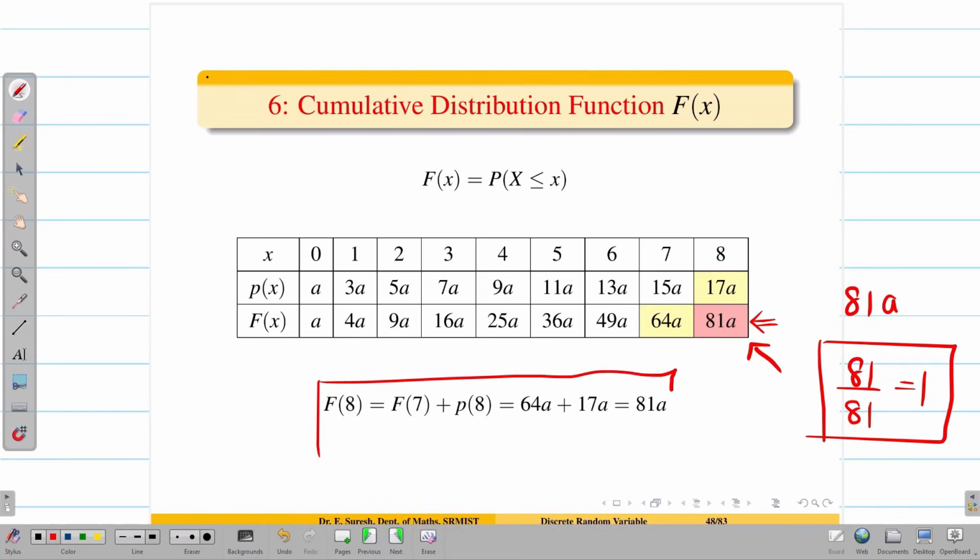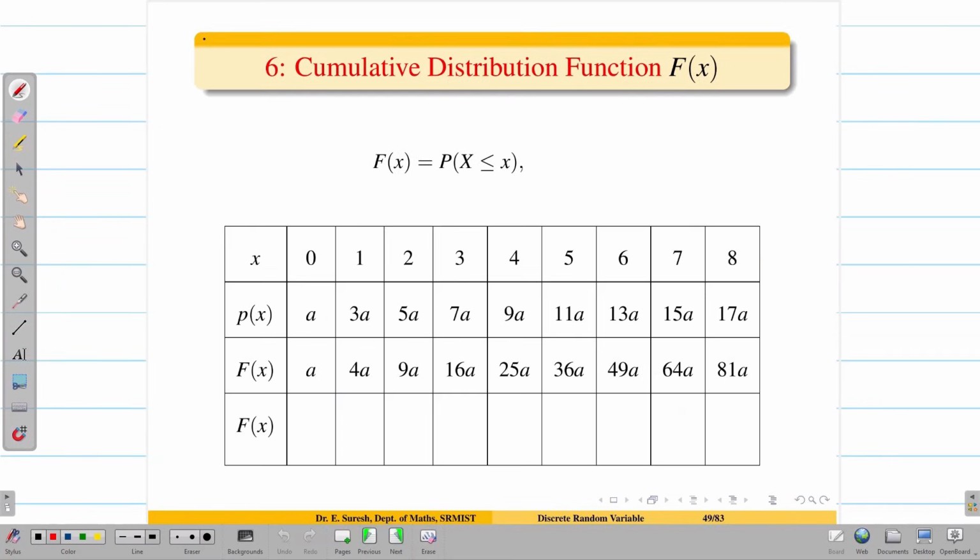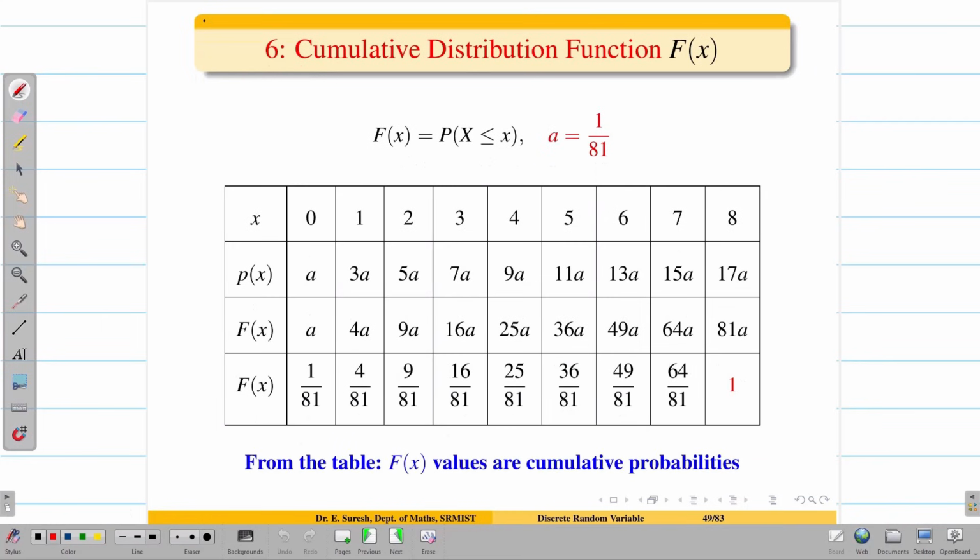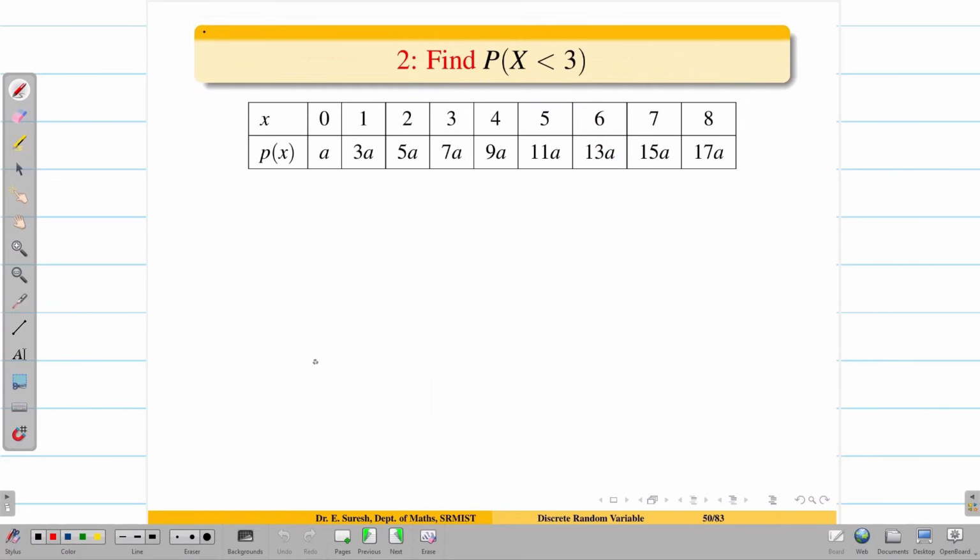The information which I am giving below the table is for your reference. From an exam point of view, you don't need to write all these things. You just have to fill the table. Next, we have to substitute the value of A. So it is going to be 1 by 81, 4 by 81, 9 by 81, etc. Finally, we have 81 by 81, that is 1. And you have to write the wordings from the table. Capital F of X values are the cumulative probabilities. So CDF gets over.